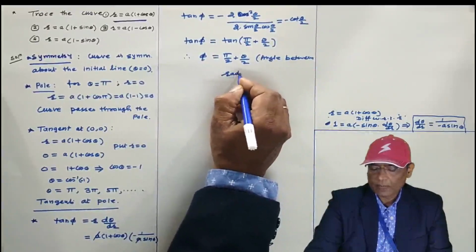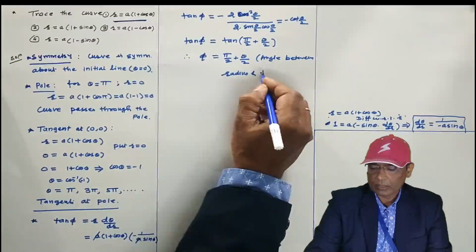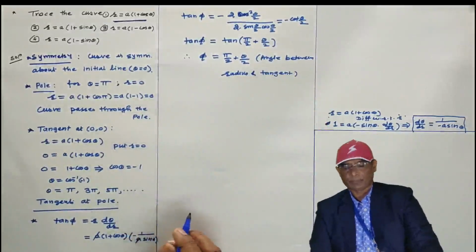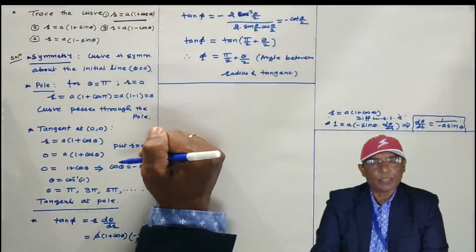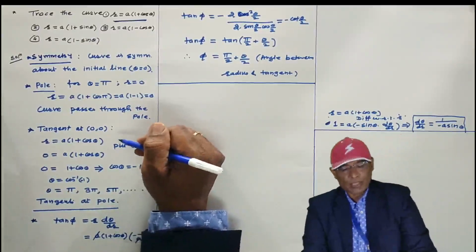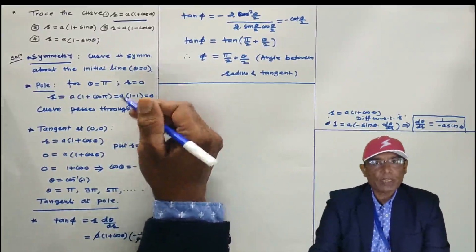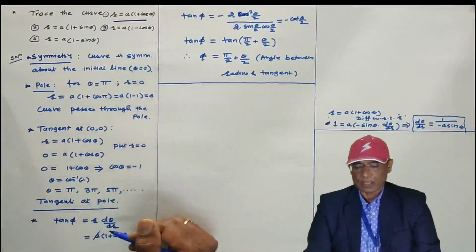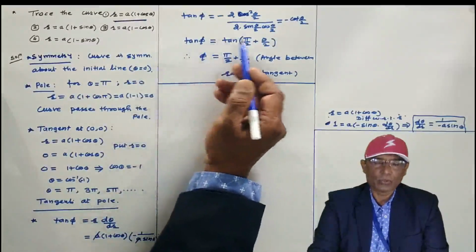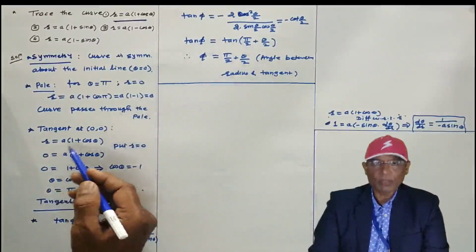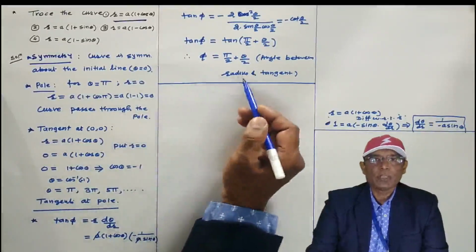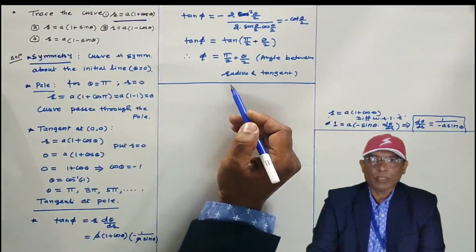Radius vector and tangent to the curve: the value of phi will come. What is the advantage of the characteristics of the curves? It reduces our work of curve tracing. But it is not necessary to check each and every characteristic. Please remember, if you skip finding the value of tan phi or the tangent, it is also okay. But in that case, you have to take many more points when you plot the graph.